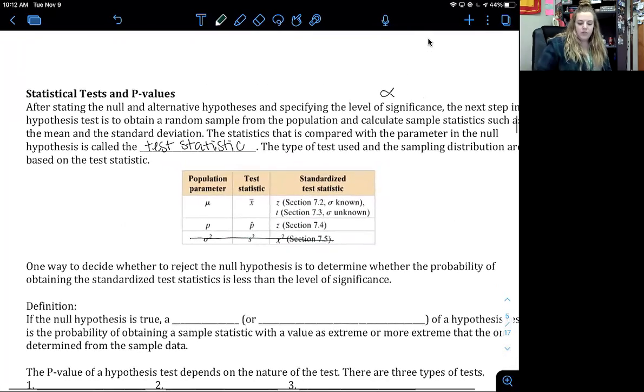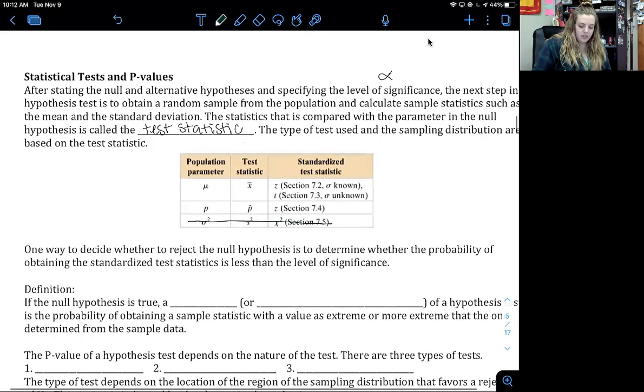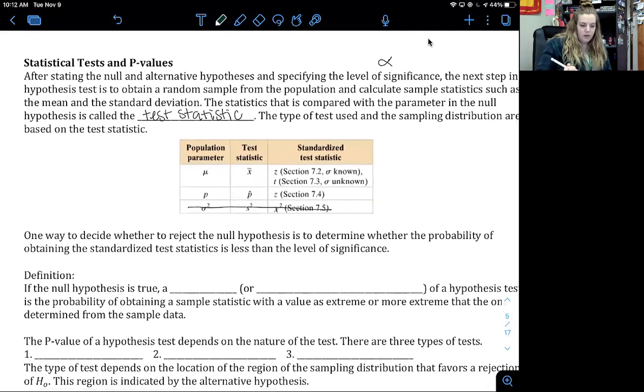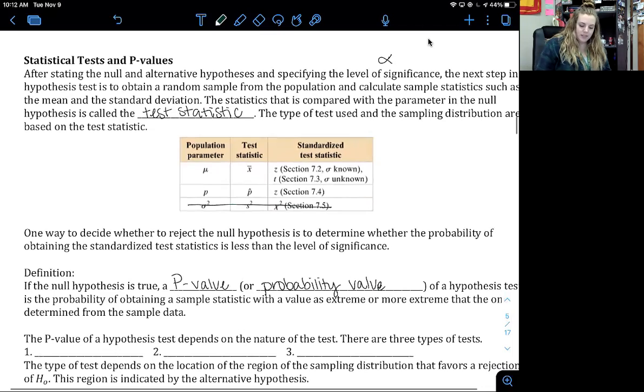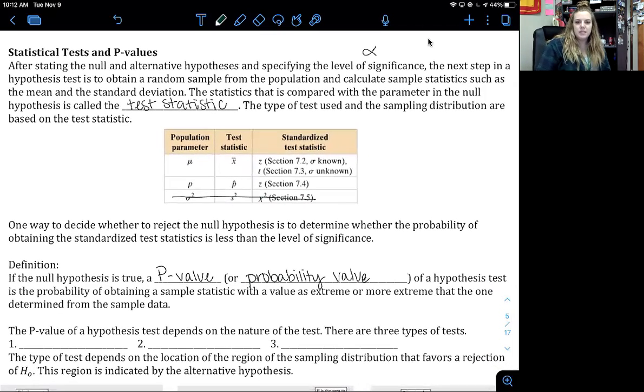So one way to decide whether to reject the null hypothesis is to determine the probability of obtaining the standardized test statistic and comparing it with the level of significance. So the definition of this says that if the null hypothesis is true, a p-value, or a probability value, of a hypothesis test is the probability of obtaining a sample statistic where the value is as extreme or more extreme than the one determined from the sample data.